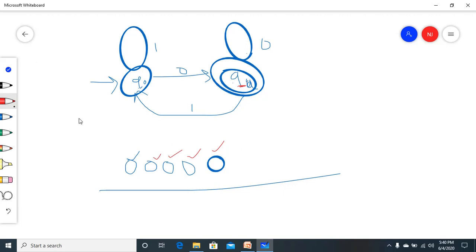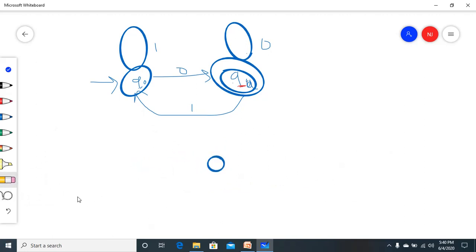Okay, how is it? So we take 101. Easily we identify this is not part of our language. Why? Because it ends with 1, but we require strings ending with 0. So it is not acceptable. We will check.